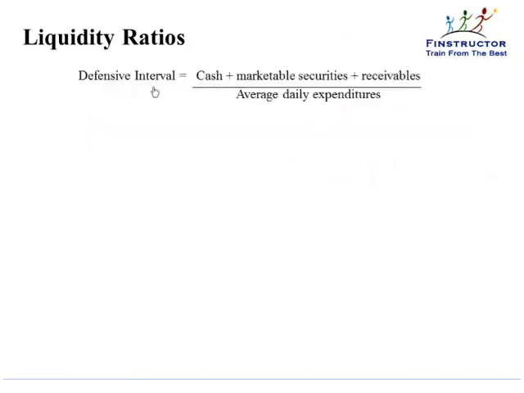The defensive interval tells us if the firm has enough liquid assets to meet the daily expenditures, calculated as the cash plus marketable securities plus receivables upon the average daily expenditures.